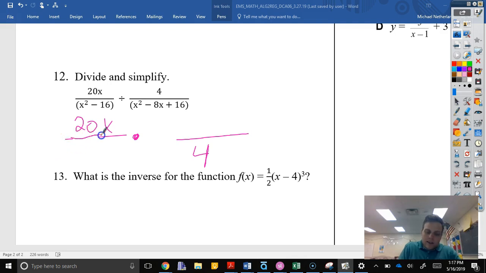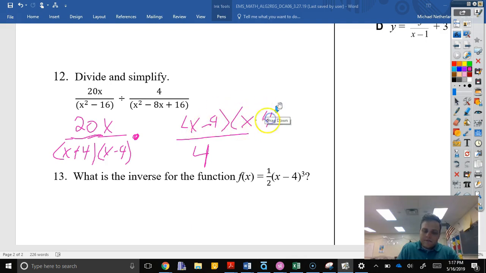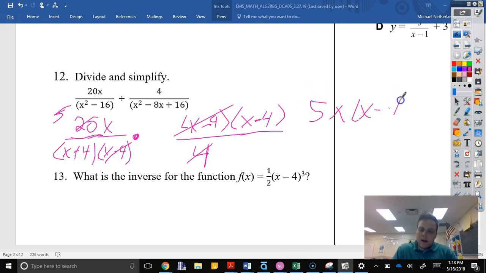So x squared minus 16, you can tic-tac-toe that and get x plus 4 times x minus 4. This guy you can factor to being x minus 4 times x minus 4. Alright, then the x minus 4s are allowed to cancel. The 4 and the 20 are allowed to cancel, and that becomes 5. So we're left with just 5x times x minus 4 over x plus 4.